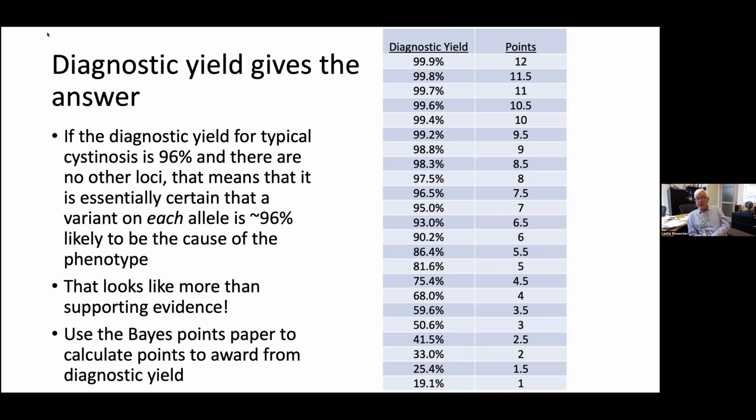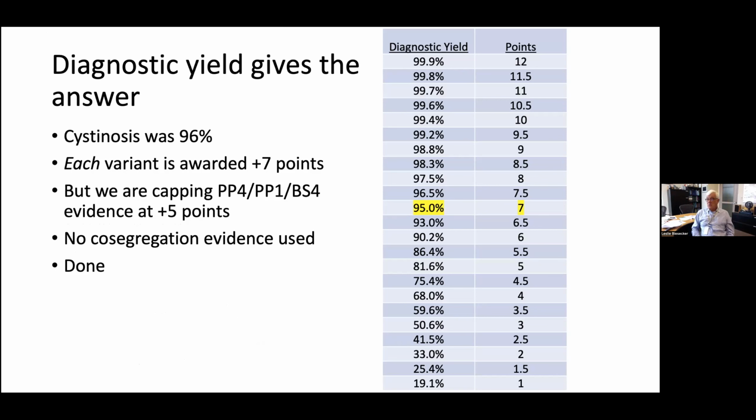So how do you calculate this? Well, nobody likes to do math, so we just created a table that allows you to do this. And so this table is in this draft paper, and it's derived from the Bayesian points paper calculations from the paper that Sean and we wrote earlier on how you do the Bayesian point system. And it's the same math from that paper. And instead, what we're looking at here is what's the diagnostic yield. And so the diagnostic yield is 96%, I told you. And so you look at this table, and cystinosis was 96%.